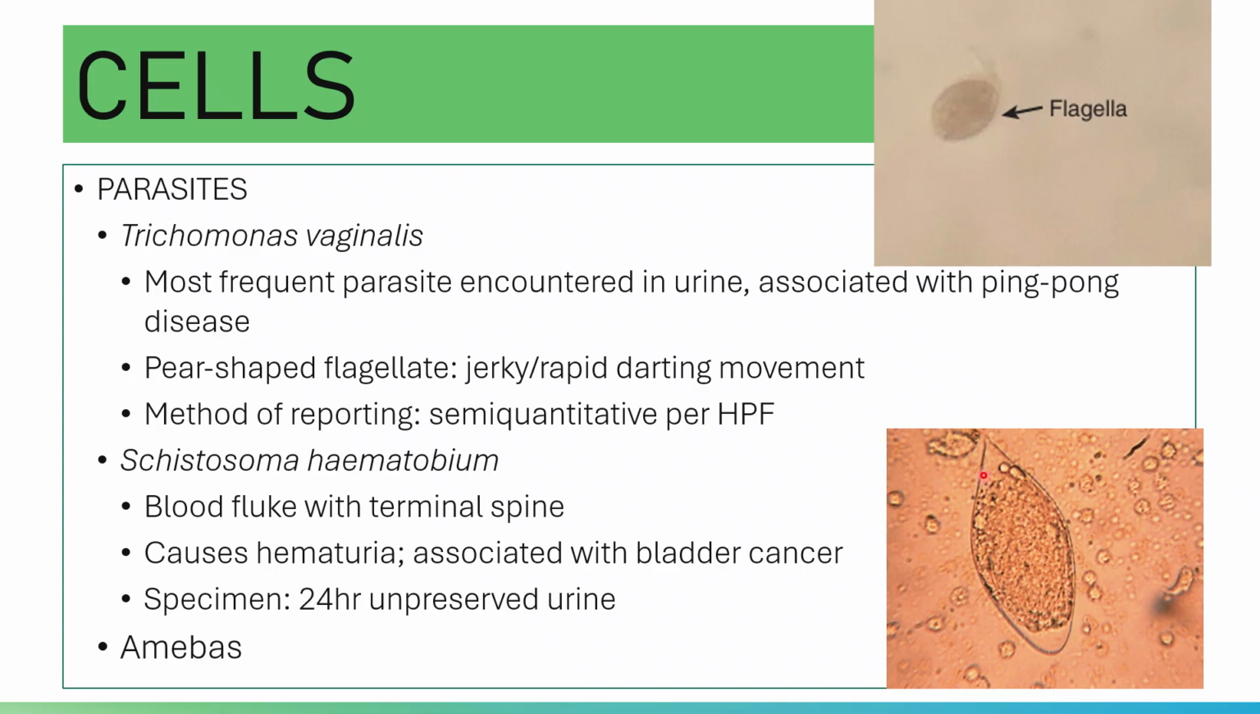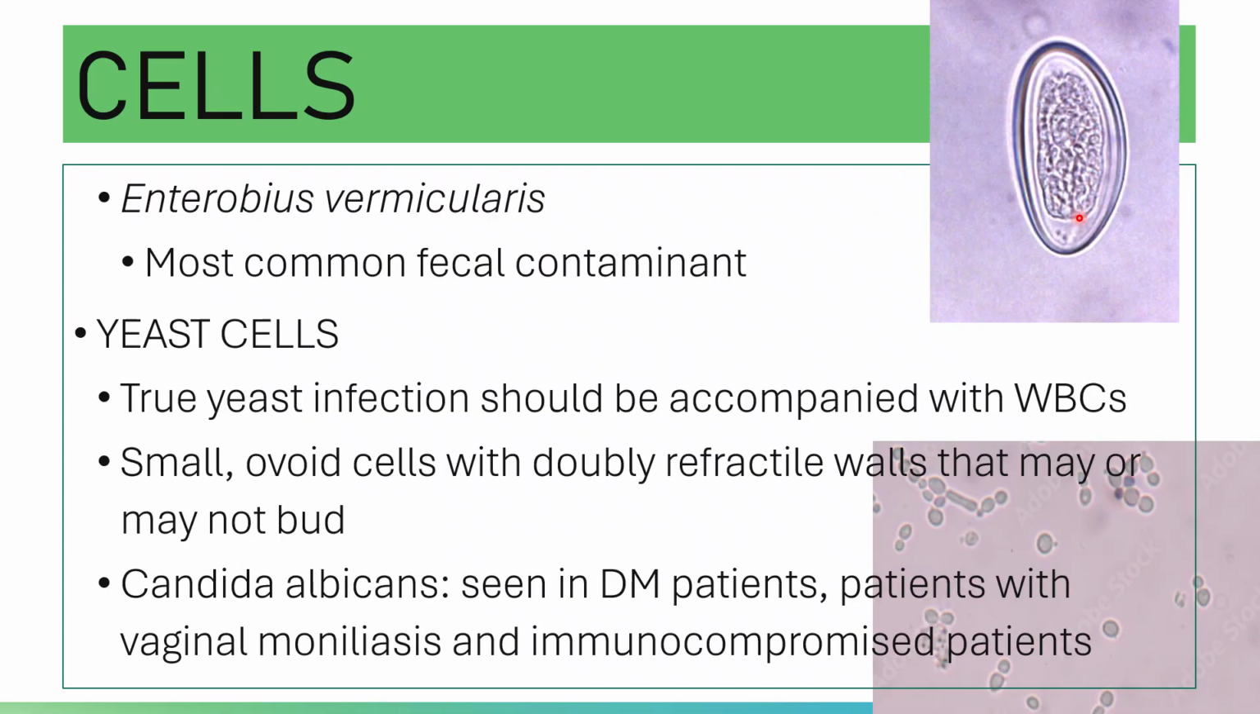Okay, this one is Schistosoma haematobium. It has a terminal spine. And this one is T-Vag, Trichomonas vaginalis. Your Enterobius vermicularis ova is a parasite. This is the ova. It resembles a D shape, and it is the most common fecal contaminant. Anyway, you have your yeast cells, which are reported as semi-quantitative per high power field.